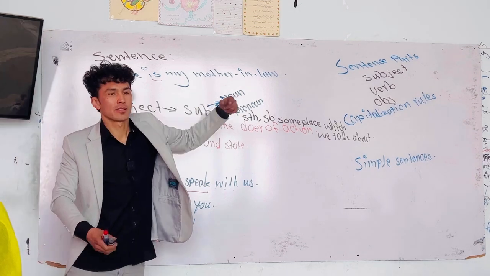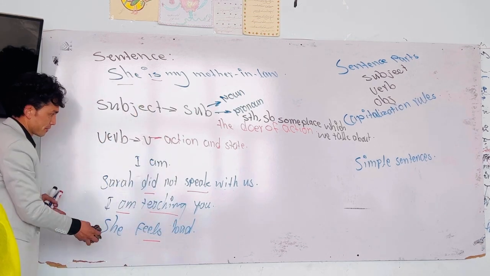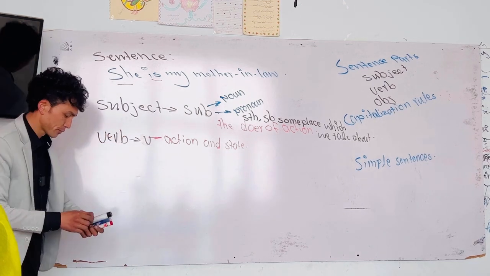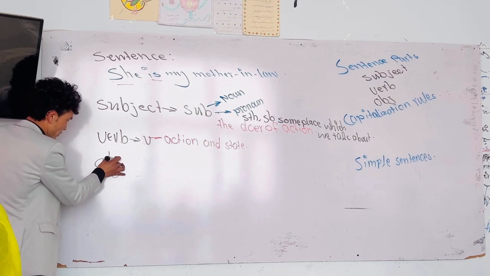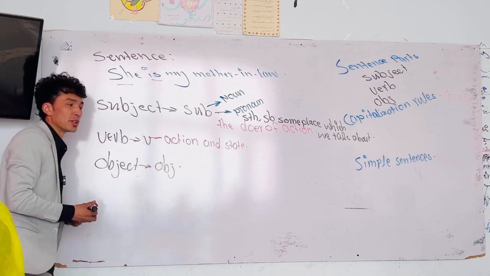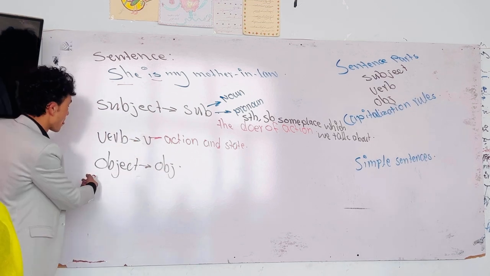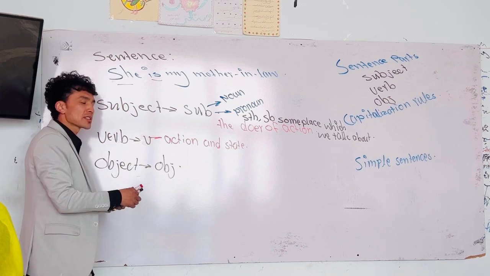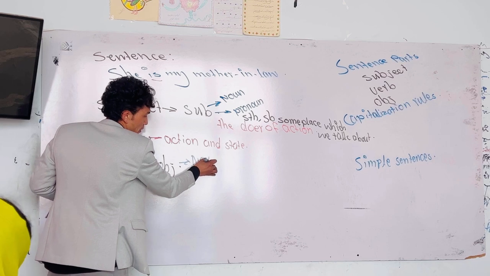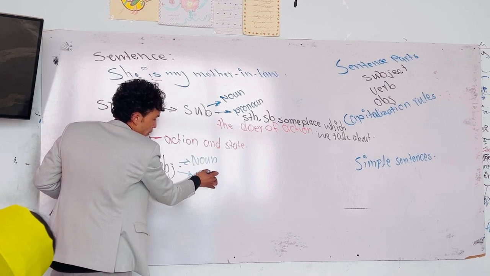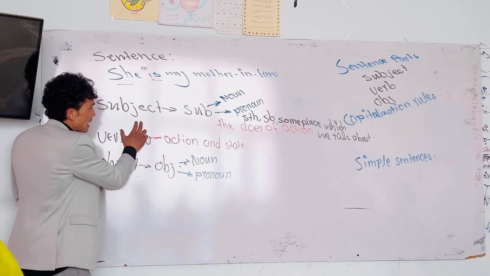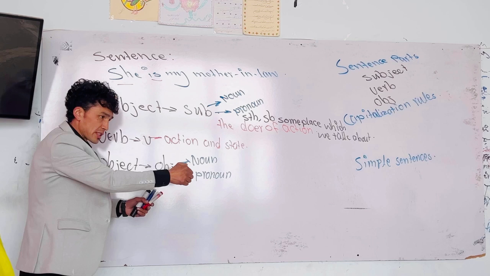Next one is what? The object. Object. What is object? Okay. Object is mostly shown with what? OBJ. OBJ is mostly standing for object. Now, OBJ is object. So object is also a what? A word. That word can be noun and can be pronoun. Exactly. Object is mostly, now, when the subject does something, the object receives that.